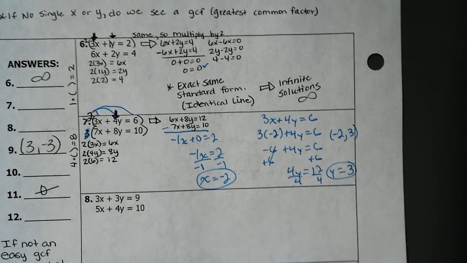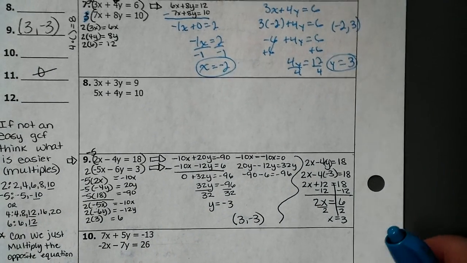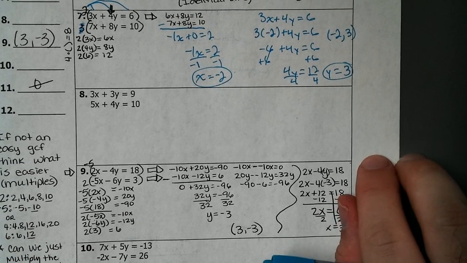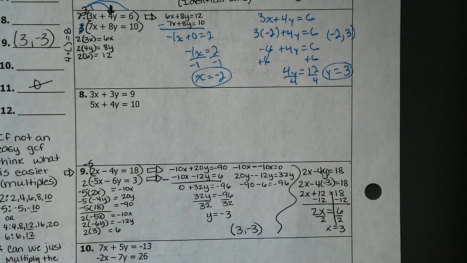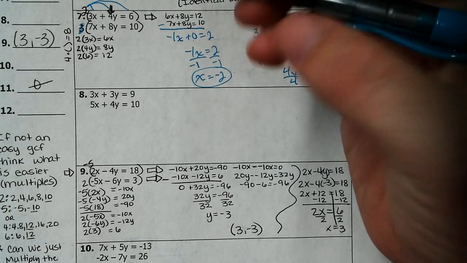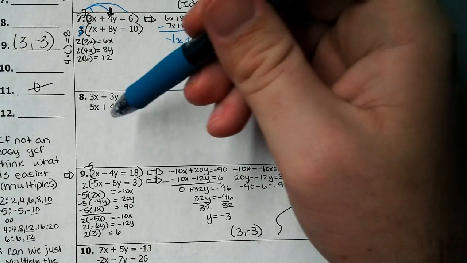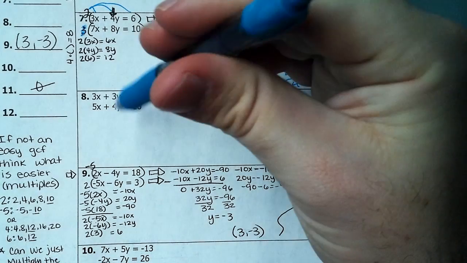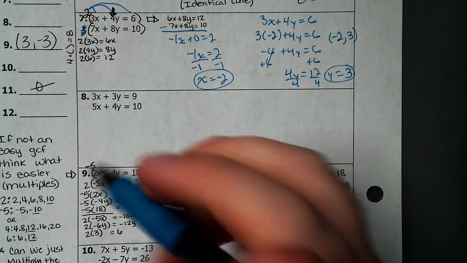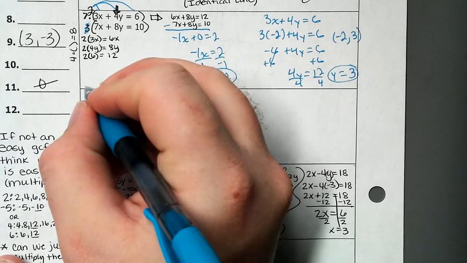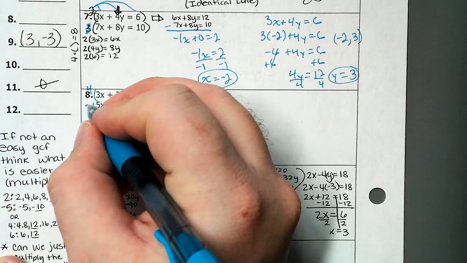Now let's try another one where they don't match up. Like let's try number 8. So number 8, none of these values are 1. Let's think about the x's and the y's, okay? Now, what would we have to multiply to get rid of our x's? What would we have to multiply to get rid of our y's? Well, I know if I multiply 3 by 4, and if I multiply 4 by 3, they'll both get 12 for the y's. So that's what I'm going to use. I'm going to multiply this whole equation by 4 and this whole equation by 3.